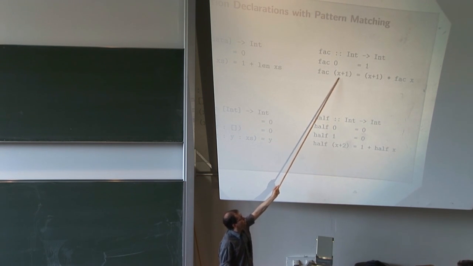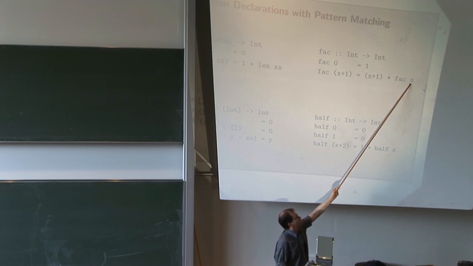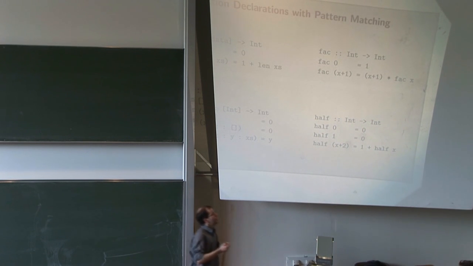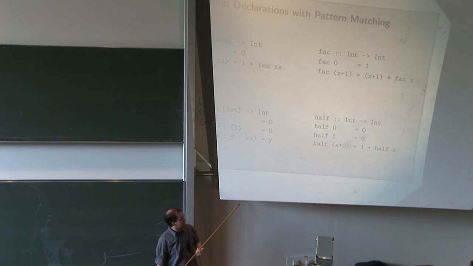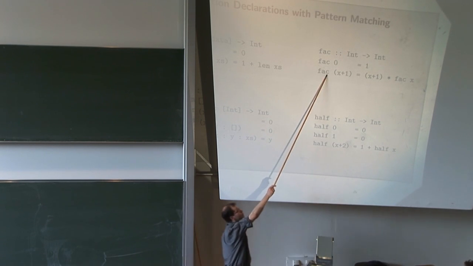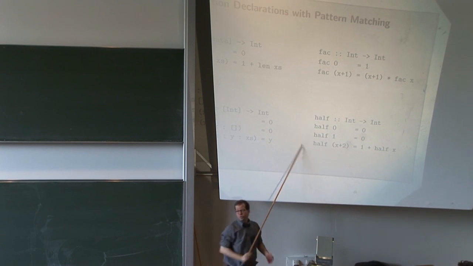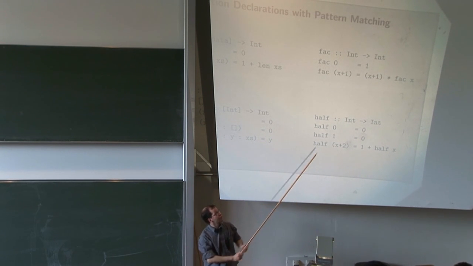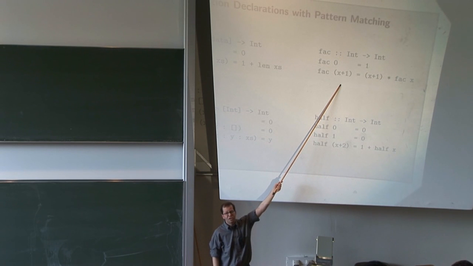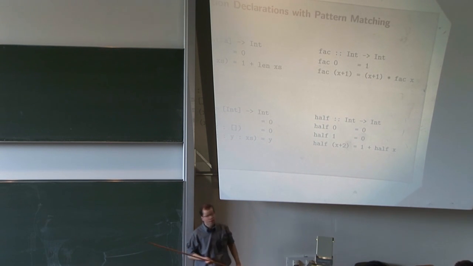So factorial of 2 would be 2 times factorial of 1, and you get this recursive call. And similarly, you can use patterns which look like x plus 2 or x plus 3, and so on. But for negative numbers, this will be undefined. So if you call factorial of minus 5, you would get a program error. If you want to avoid this, then you have to add some more equations which cover negative numbers as well.